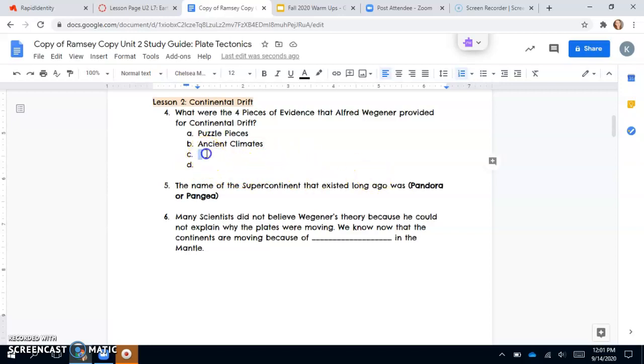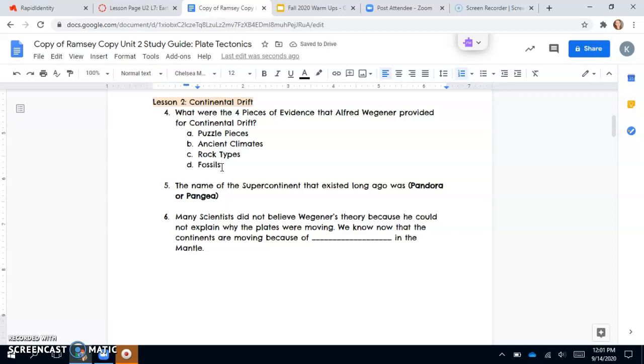So we have puzzle pieces, we have ancient climates, and we also have rock types. So we'll talk about the formation of rocks later on in this course, but basically different rocks are formed under very specific conditions. And what he found was that, especially along edges of these continents, they have very specific same rock types. So this is the indication that these rocks were formed at the same time and then broke apart and moved away from each other.